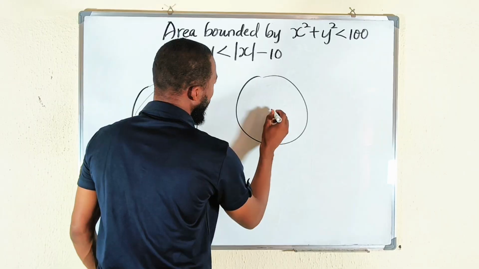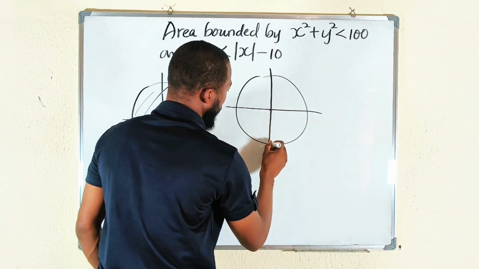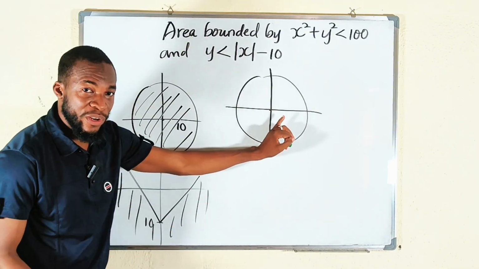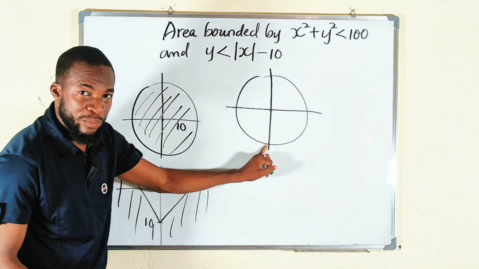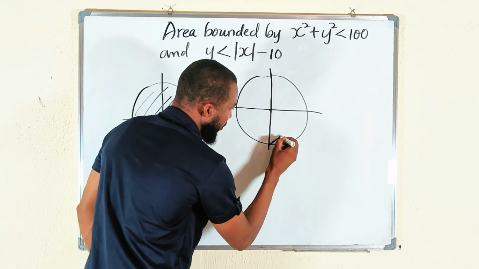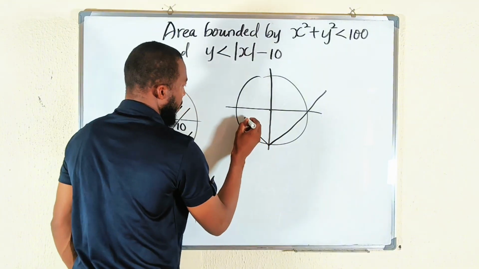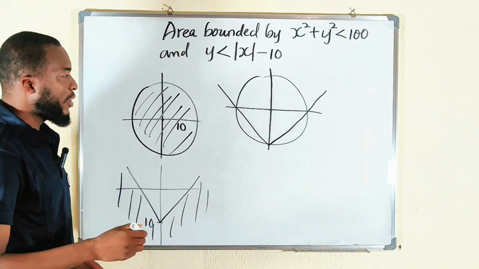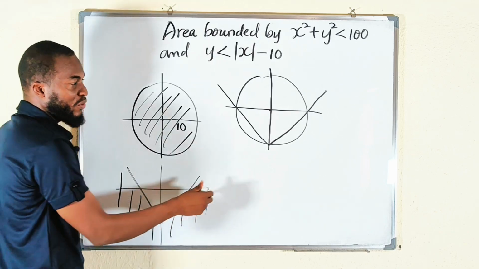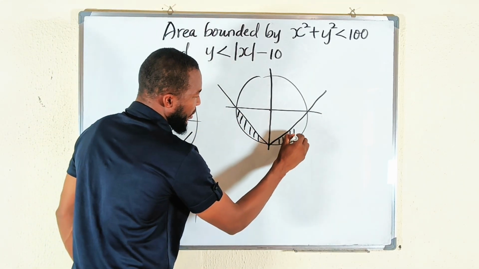Assuming this is the origin, and you know that this is minus 10, right? Because the radius is 10, minus 10 will be exactly here. So you draw another, something like this, something like this. If you look at the points of intersection, the region of overlap will be somewhere here, only this region.